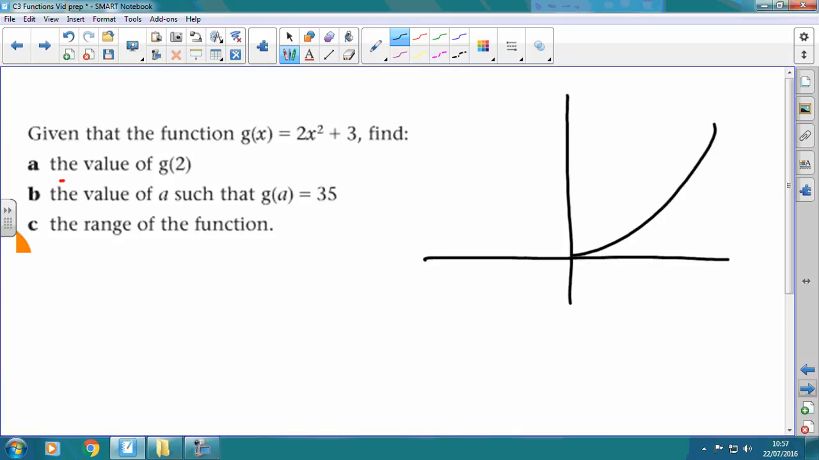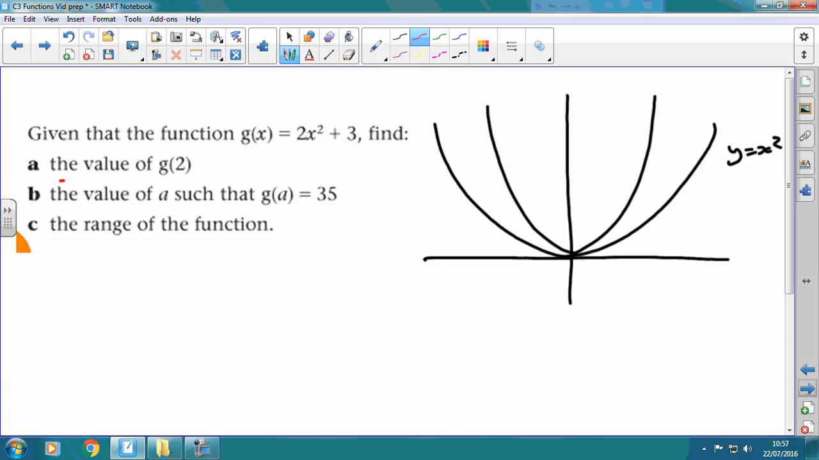So that there is y equals x squared. Again, a bit of revision for C1 now. So 2 lots of x squared, we'll make it look like that. And then 2x squared plus 3 means we're going to move this up by 3. So it's going to look like that there. So the range is just the set of y values.